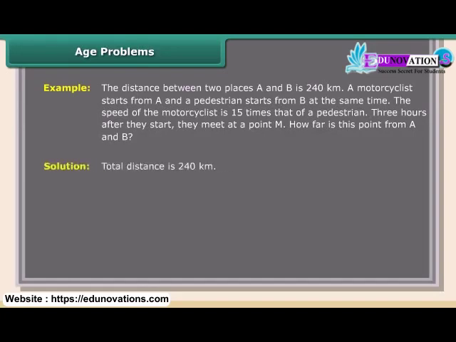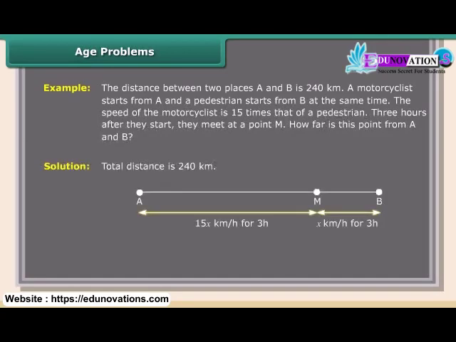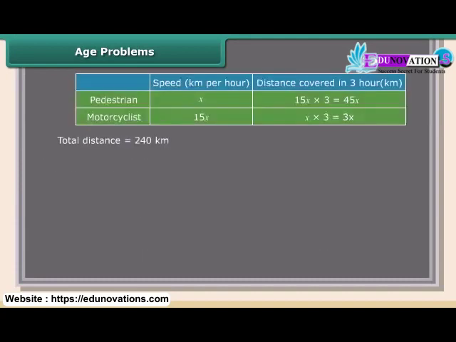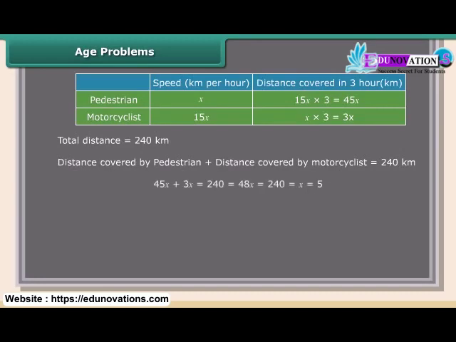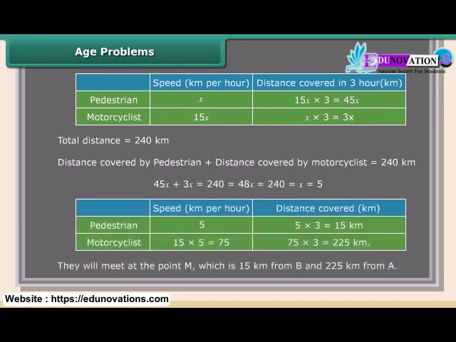Solution. Total distance is 240 kilometers. Let the speed of the pedestrian be x kilometers per hour. Distance covered by pedestrian plus distance covered by motorcyclist is equal to 240 kilometers. 45x plus 3x is equal to 240. 48x is equal to 240. x is equal to 5. They will meet at the point M, which is 15 km from B and 225 km from A.